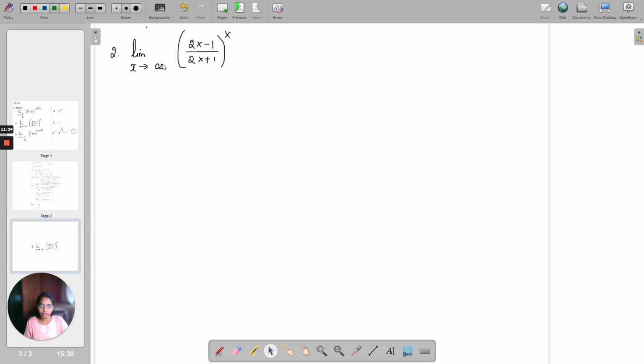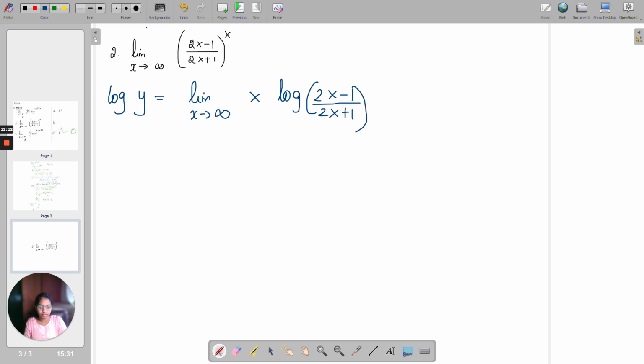We have limit x tending to infinity, 2x minus 1 divided by 2x plus 1 to the power x. So whenever you have to the power something, try plugging in log function. It would make your job easier. Okay. So now, let me solve this by taking, yes, I'll take y is equal to the given question. I'll take log y. Yes, what would I get? Limit x tending to infinity, x into log of 2x minus 1 divided by 2x plus 1.